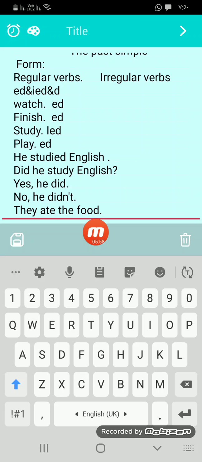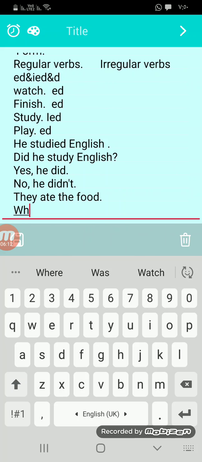Is it a place? No. Is it a time? No. Is it a thing? Yeah, food is a thing. So we ask with what? Yeah, very good. After you ask with what, look at the verb. Yeah, the verb is in the past simple.